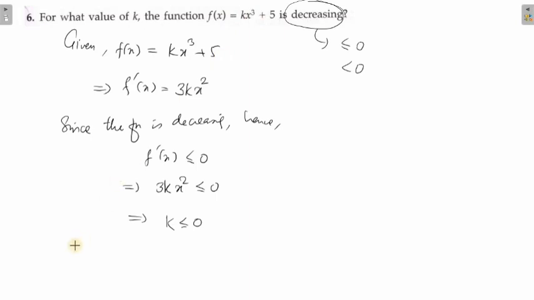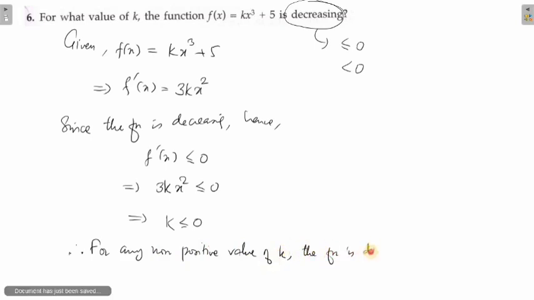Okay, so therefore for any non-positive value of k, the function is decreasing. I hope this is clear to you. Okay, so you may pause the video and note down your solution, right?